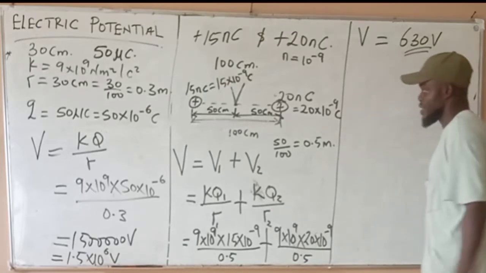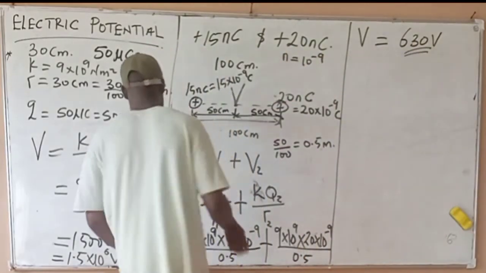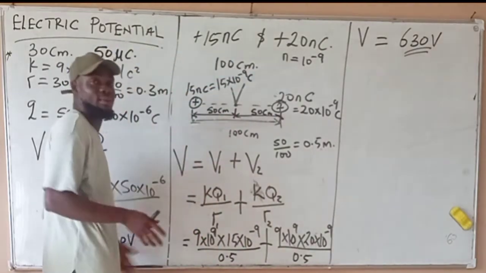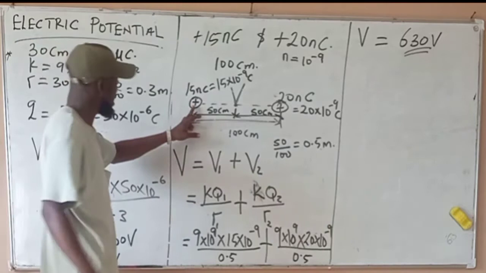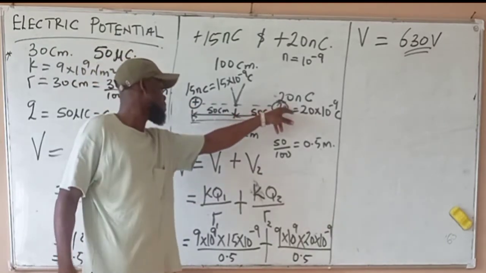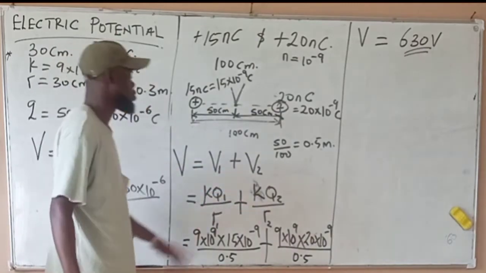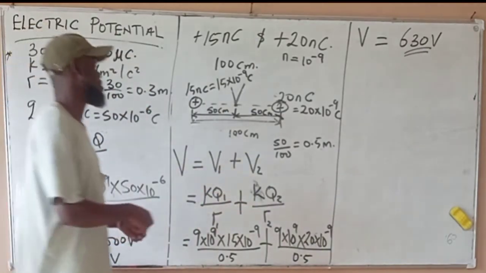Okay, that is very clear. So if you have, let's say, 5 charges, what you have to do is calculate the electric potential due to each of the charges and add everything together. That's how to do it. Calculate the electric potential due to each one and add it together. Simple as ABC.